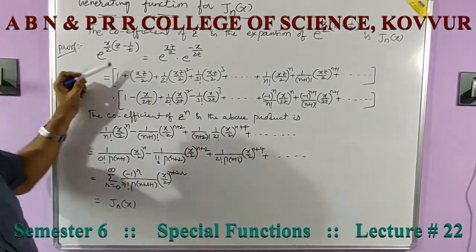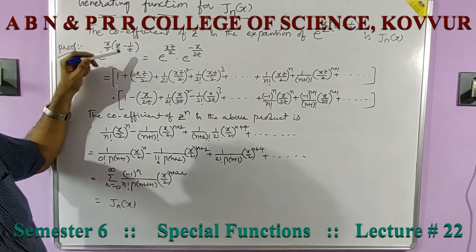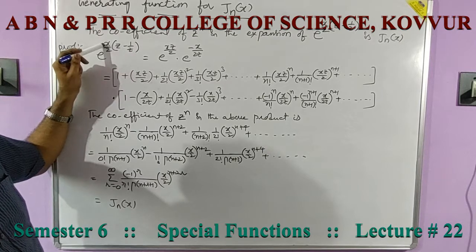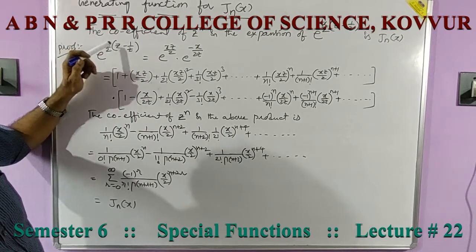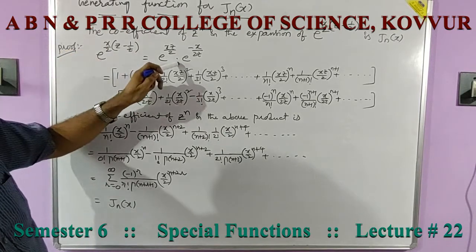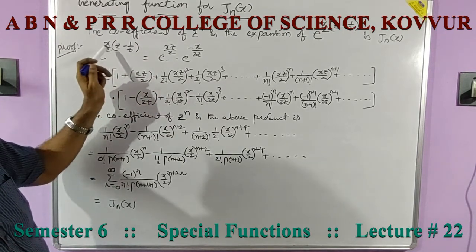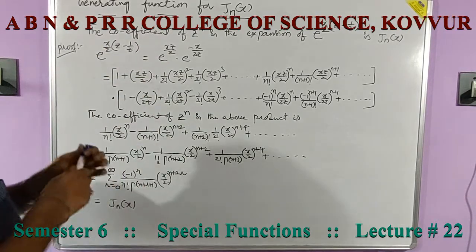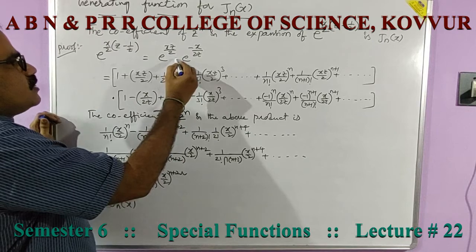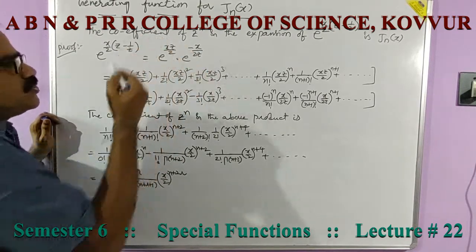What is that? e to the power of (x/2)(z - 1/z). That is e to the power of xz/2 into e to the power of x/(2z). Separate the exponent, xz/2 minus x/(2z): e to the power of xz/2 into e to the power of minus x/(2z).